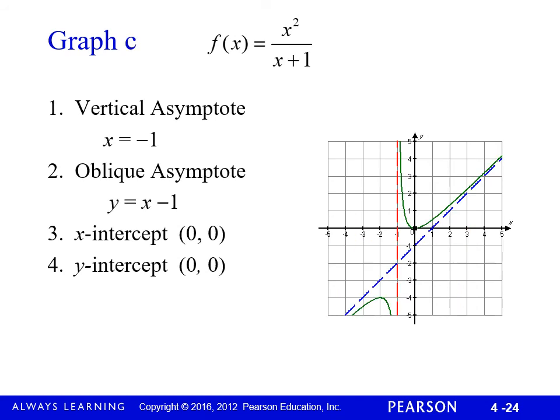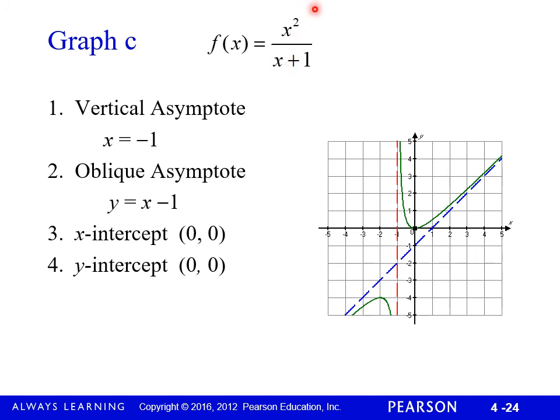For c, we have x squared over x plus 1. Again, the denominator we set equal to 0 to find our vertical asymptote, and we get x equals -1. You can see it as this red dashed line. Here the numerator degree is greater than the denominator degree, so there's no horizontal asymptote. The numerator degree is 2. The denominator degree is 1.